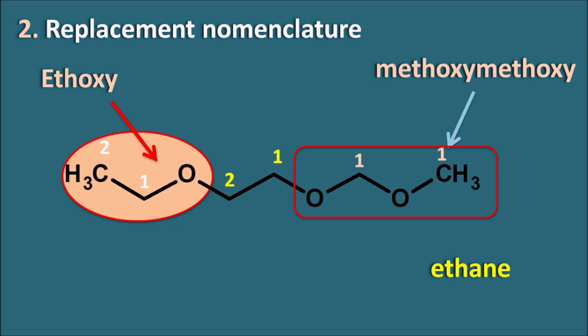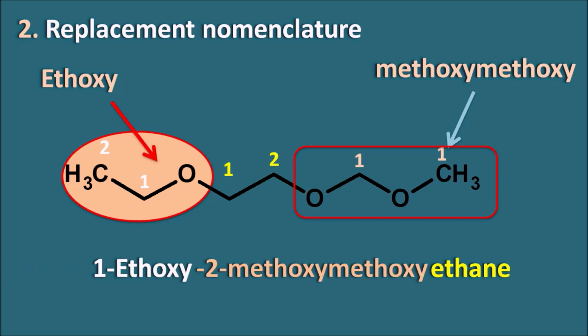But in the numbering of this chain, we have given the second number to the ethoxy, which is not correct. So we have to interchange these two. So this is the first position and this is the second position. Now this is correct. So this compound is having the 1-ethoxy and second position 2-methoxy. So the complete name of this compound is 1-ethoxy-2-methoxyethane. You can observe that now the naming is somewhat complex, but still it is accepted by the IUPAC, and we can use the substitutive nomenclature here, and there is no need of replacement nomenclature.